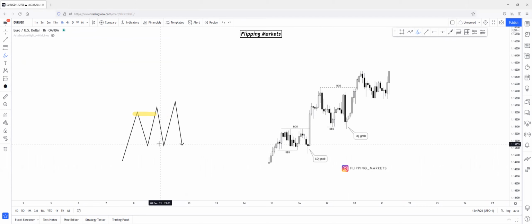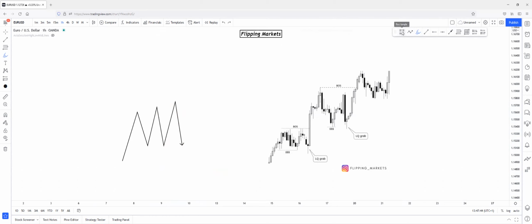So if price breaks this low point, that could easily be a change of character because this low has created a new high here. And if this low point breaks, that can be a change of character here and a change in the trend. Okay, but how can we identify if it's really a change of character or just a liquidity sweep?